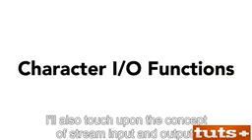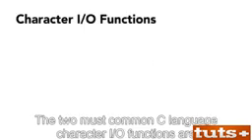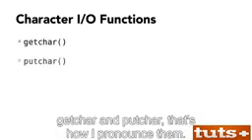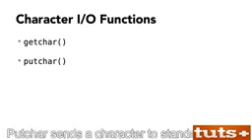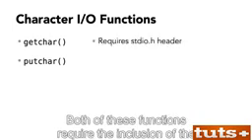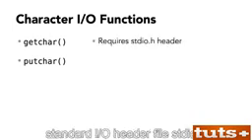The 2 most common C language character I/O functions are getChar and putChar. That's how I pronounce them. getChar fetches a character from standard input, putChar sends a character to standard output. Both of these functions require the inclusion of the standard I/O header file, stdio.h, for their prototypes and such.